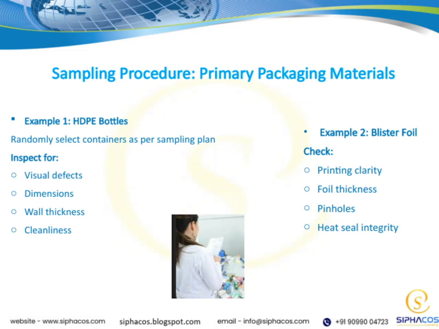Let's take a closer look at the sampling procedure for primary packaging materials. We'll start with an example of blister foil. When inspecting blister foil, it's important to check for printing clarity, ensuring the print is sharp and legible. We also need to verify the foil thickness to maintain consistency and quality.